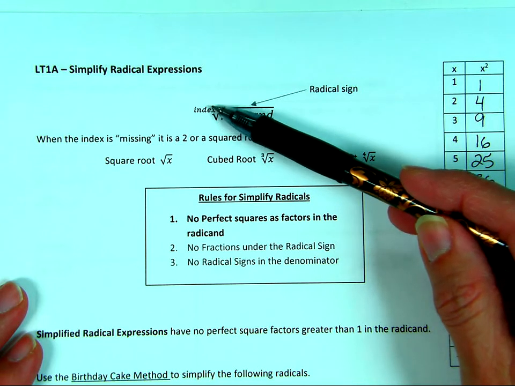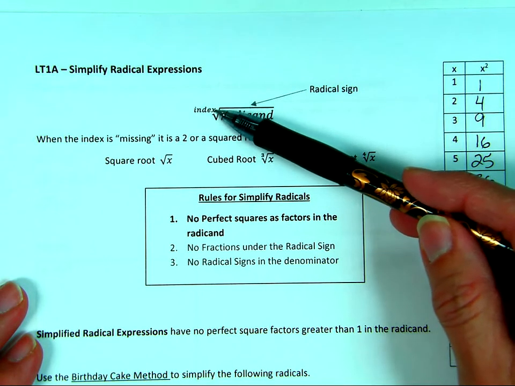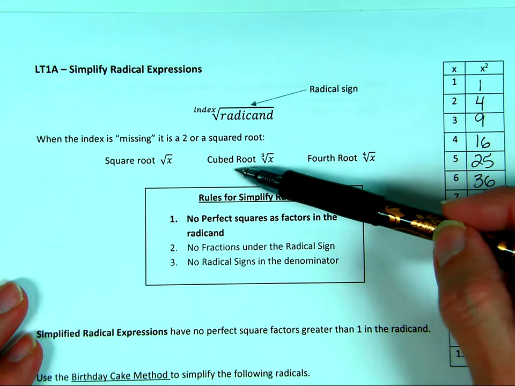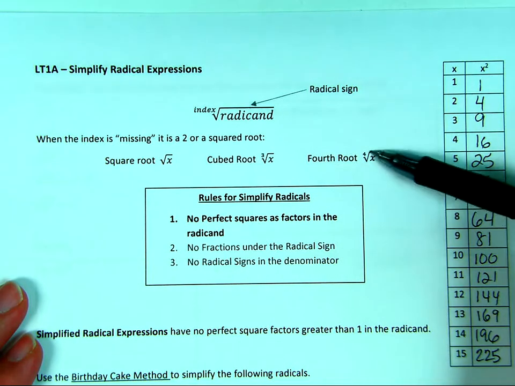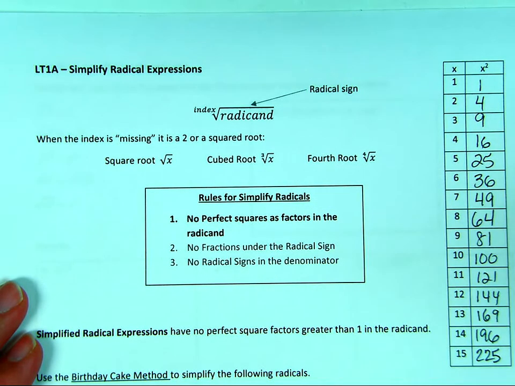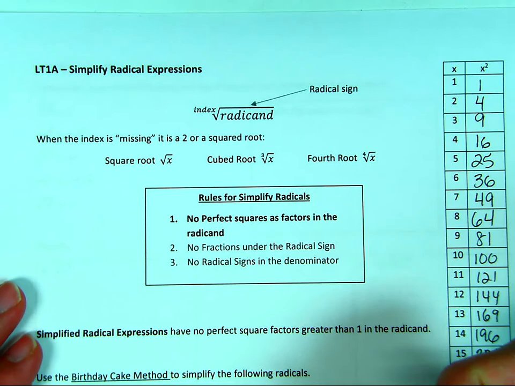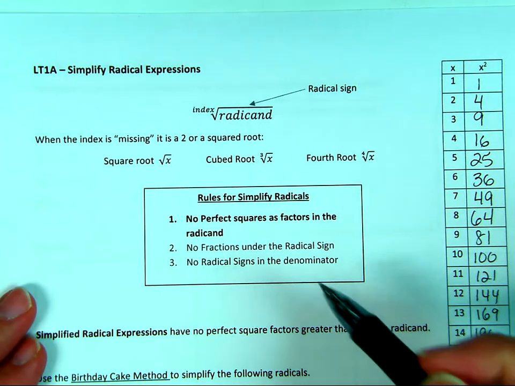A square root, we don't put a 2 up there. You can, but we don't. We just call it a square root. If it's a cubed root, we put a little 3. It's a fourth root, we put a little 4. And so on. So the index changes, but if you don't see an index, you've got to know it's always 2. So we're going to talk about simplifying radicals.